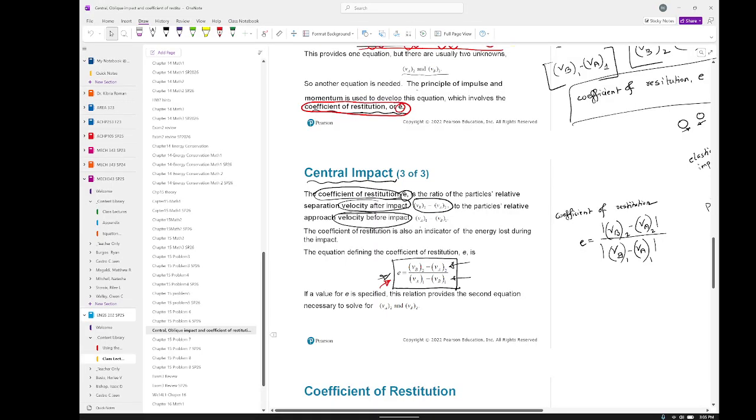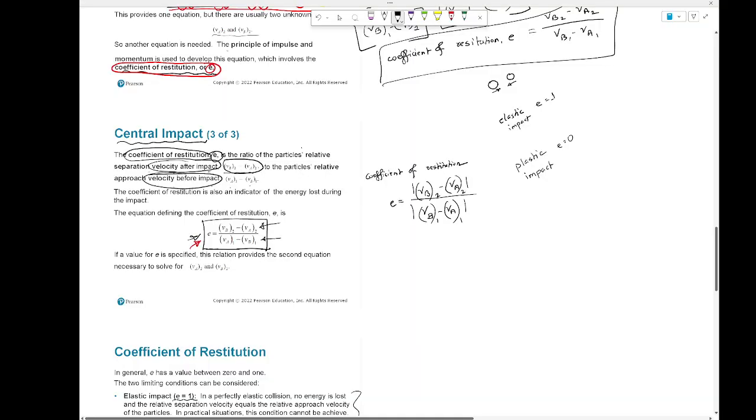Again, we'll be using the velocities after the impact and the velocities before the impact. It says here that the coefficient of restitution is the ratio of the particle's relative separation velocity after the impact to the particle's relative approach velocity before the impact. Obviously, this is referring to the two balls, say A and B, coming together. You're not seeing it. This time you're going to definitely see it. Just wait for a second. Yeah, you're seeing it, right?